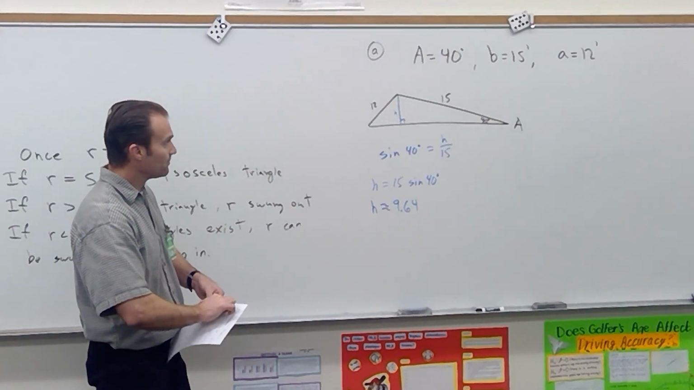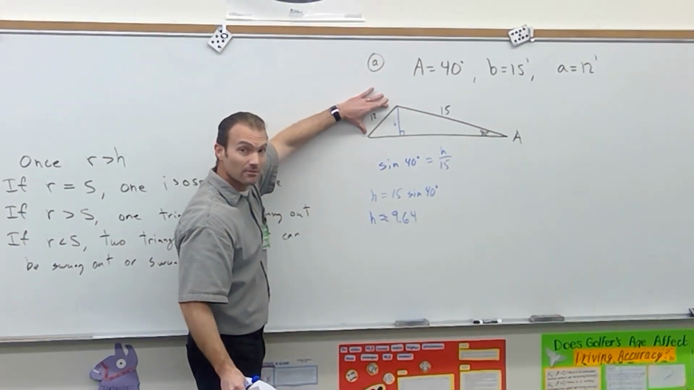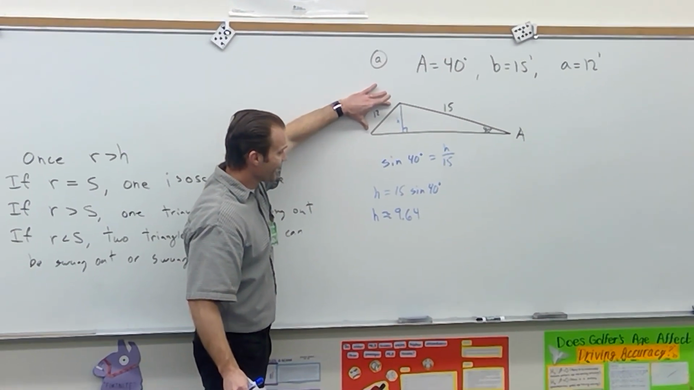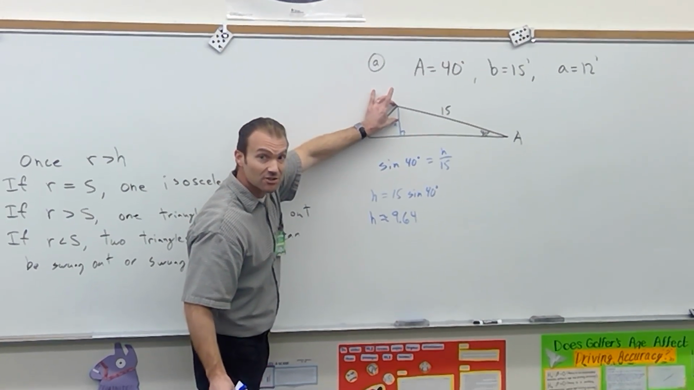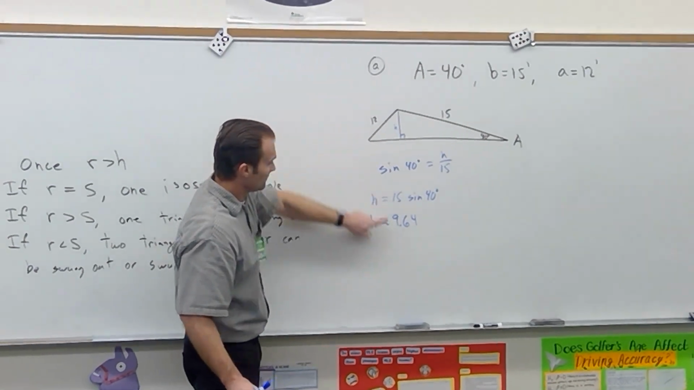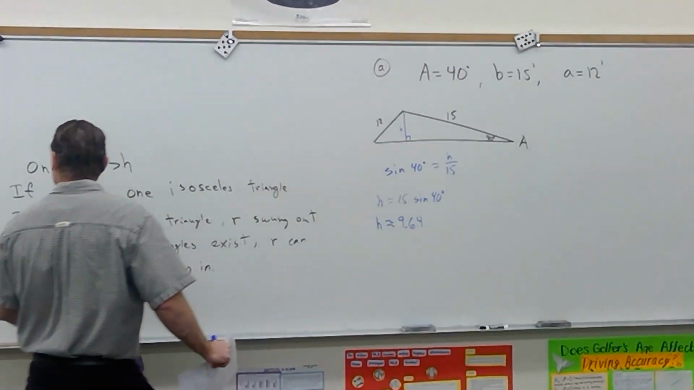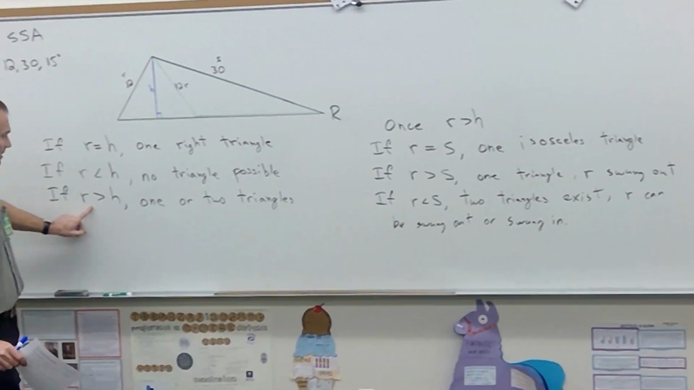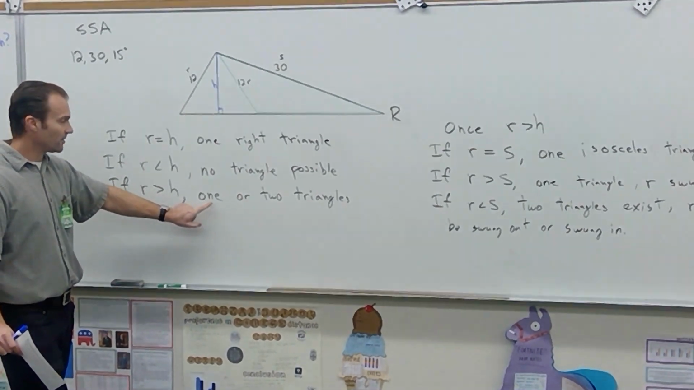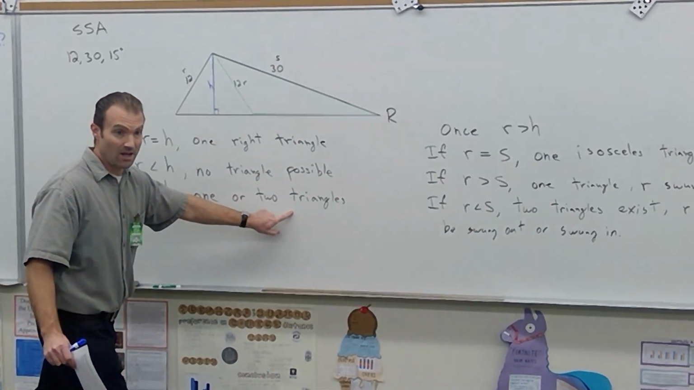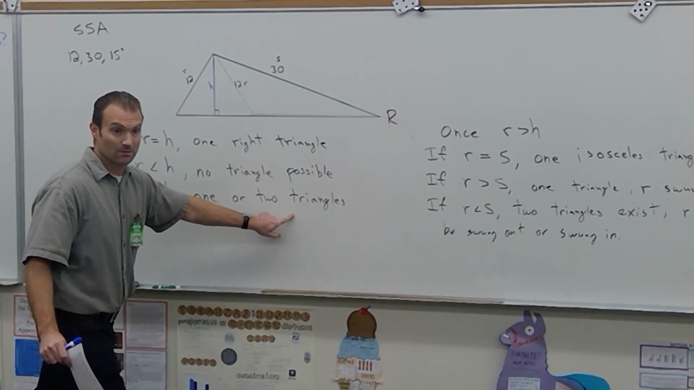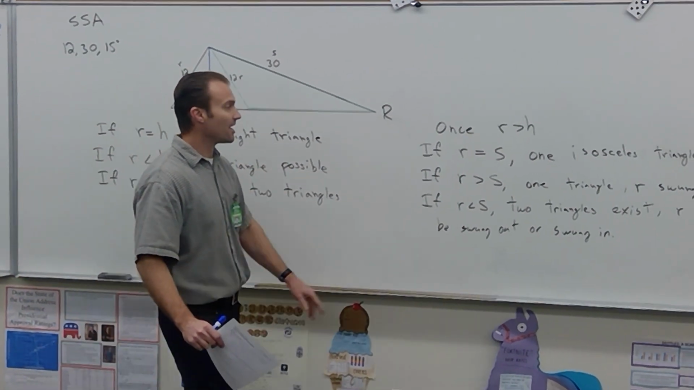So now I'm going to compare that to this side over here, right? If this side over here isn't at least 9.64, it can't reach to form a triangle. But it's actually greater than 9.64. So that's where we're at. R is greater than H. So we either have one or maybe two triangles. So we move on to our next step.